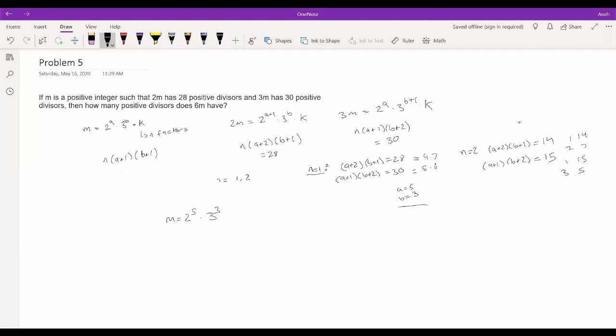Now that would mean 6m would be 2 to the 6th times 3 to the 4th. And using our algorithm again, we can find the number of factors, which would just be 6 plus 1 times 4 plus 1, which is 7 times 5, which is 35. And that's our final answer.